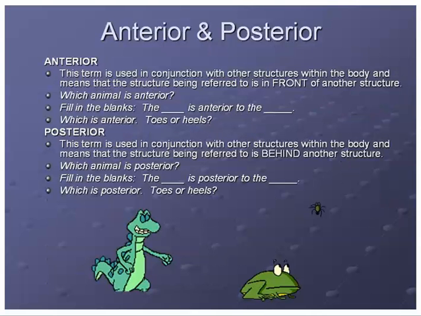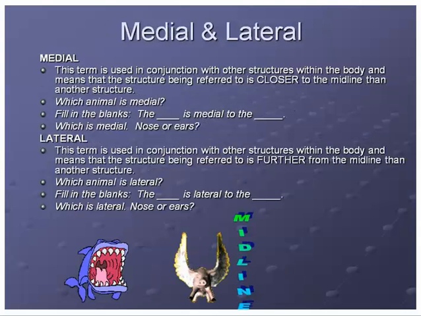We then looked at anterior and posterior. Anterior is the front and posterior is behind. So we could talk about the nose being anterior to the ears. The nose is in front of the ears. Or in this example here, we've got toes and heels. You could say that the heels are posterior to the toes. So the heels are actually behind the toes. All right, nice easy one.